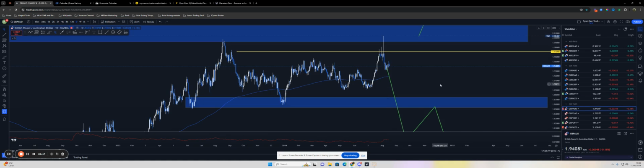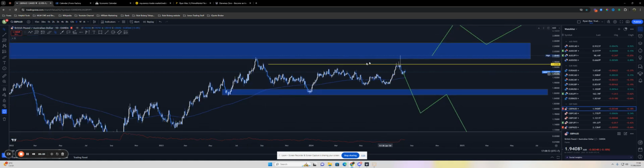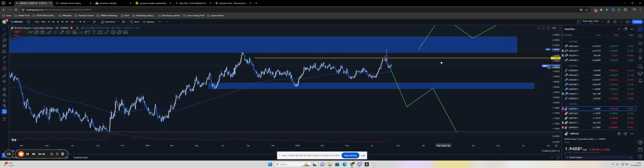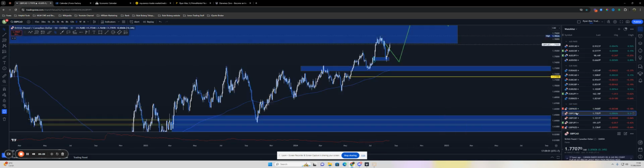GBP AUD. Again, look, there's another one we marked up. Bang in there, and away it goes. But again, look, it's just a range. I wouldn't be touching it again because both of them are strong, right? Pound and Aussie are both strong.